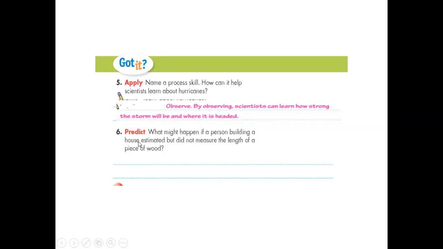Number six, who can answer it for us? Predict what might happen if a person building a house estimated but did not measure the length of a piece of wood. The piece of wood might not fit because an estimate is only a careful guess.